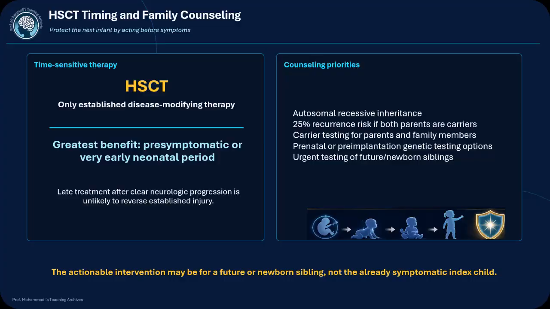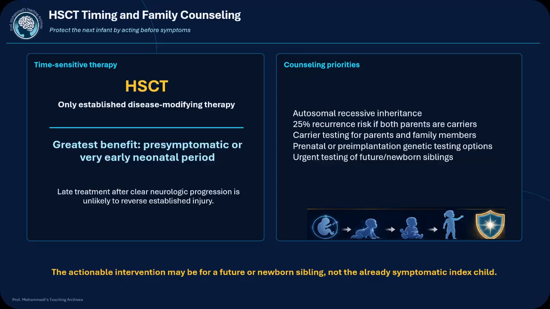Krabbe disease is inherited in an autosomal recessive pattern. If both parents are carriers, each future pregnancy has a 25% risk of being affected. This means that the most actionable intervention may be for a future pregnancy or a newborn sibling, rather than for the already symptomatic index child. Once the familial variants are known, parents can be offered carrier testing, family testing, prenatal diagnosis, and pre-implantation genetic testing.